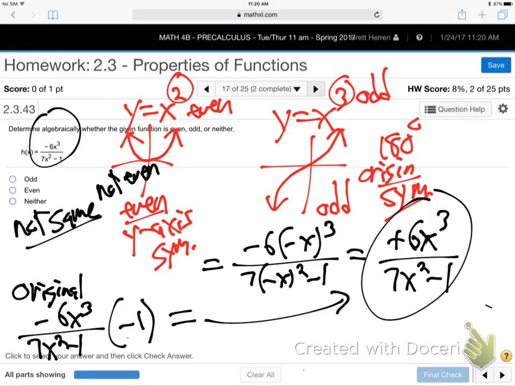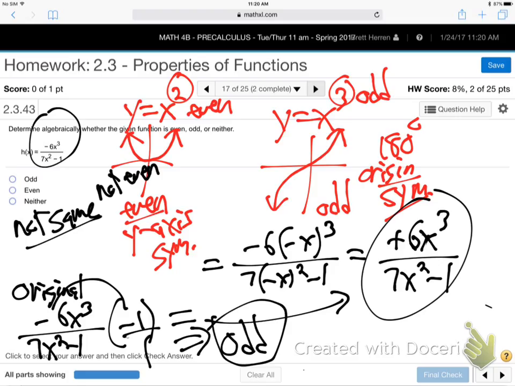Is it the original times negative 1? What does a negative 1 do when you multiply it? Does it go to the top and the bottom? No. That's over 1, right? So negative times negative is positive, and it doesn't touch the bottom, and yes. So that's an odd function. Does everybody see that?